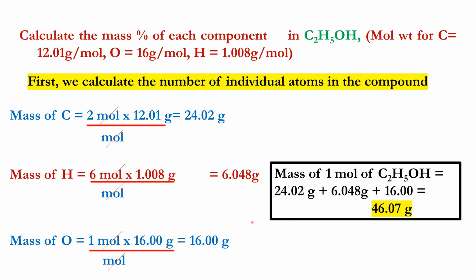For oxygen, we do the same thing. In this formula, we only have one oxygen. So it will be 1 mole multiplied by 16 gram per mole, which is the molecular weight for oxygen. Again, we write the unit in this form so that units can cancel out. So then this mole cancels this mole, and our final answer is 16 gram. If we add the mass of carbon plus mass of hydrogen plus mass of oxygen, we will get the mass of 1 mole of ethanol, which is equal to 46.07 gram. So this is the first step that we have to follow before going to the second step.